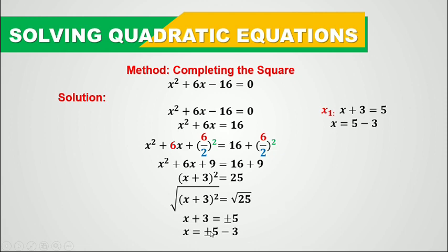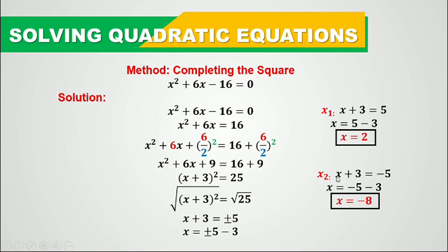So this is positive, right? This is plus or minus 5. So positive 5 minus 3 is equal to 2. While x sub 2 is negative 5. Since this is plus or minus 5, negative 5 minus 3 is equal to negative 8. And these are now the roots of the given quadratic equation.